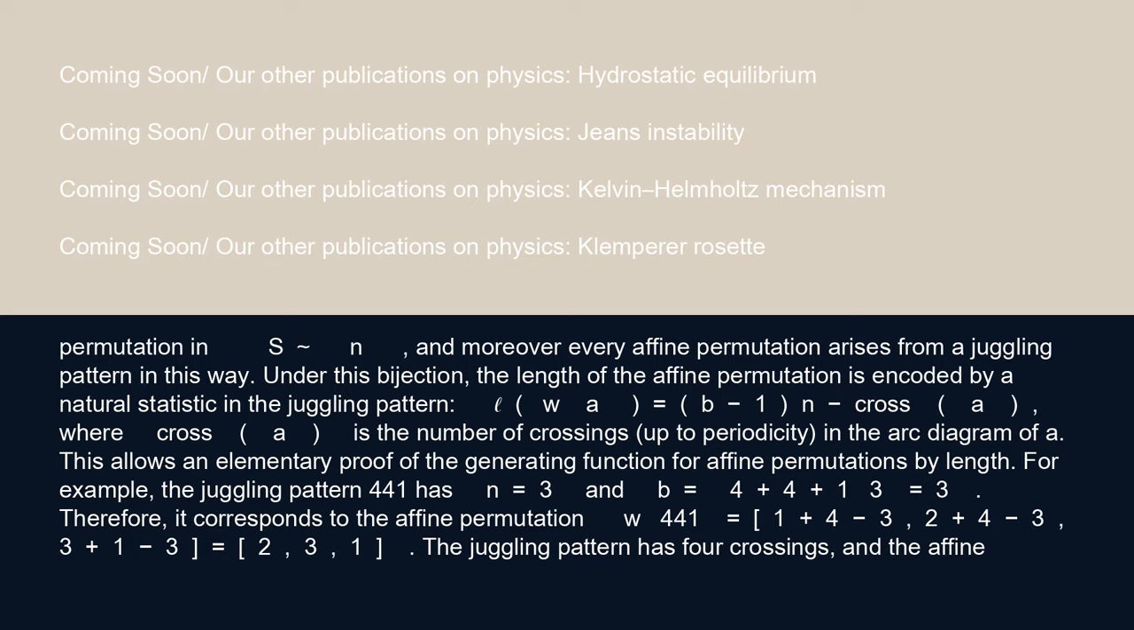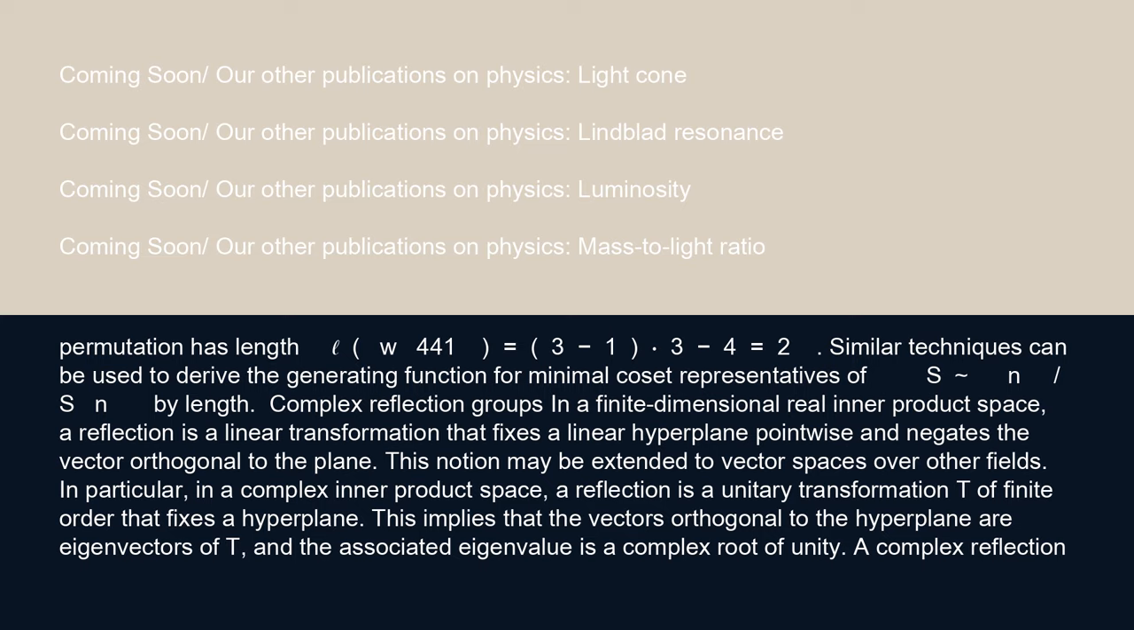For example, the juggling pattern 441 has N equals 3 and B equals (4 plus 4 plus 1) over 3, equals 3. Therefore, it corresponds to the affine permutation W441 equals [1 plus 4 minus 3, 2 plus 4 minus 3, 3 plus 1 minus 3], equals [2, 3, 1]. The juggling pattern has 4 crossings, and the affine permutation has length W441 equals 3 minus 1, 3 minus 4 equals 2. Similar techniques can be used to derive the generating function for minimal coset representatives of Sn/Sn by length.